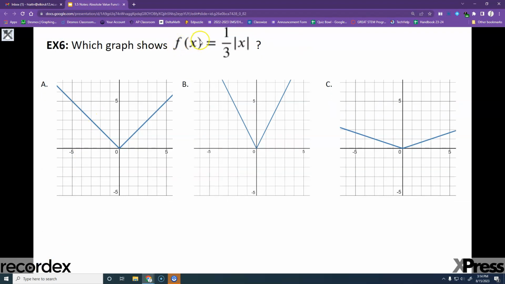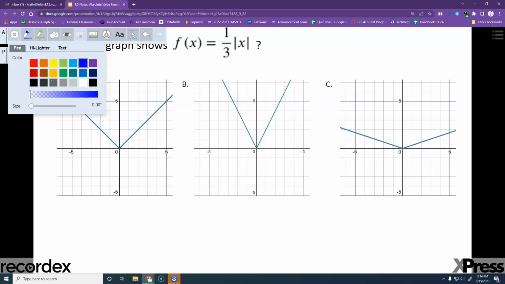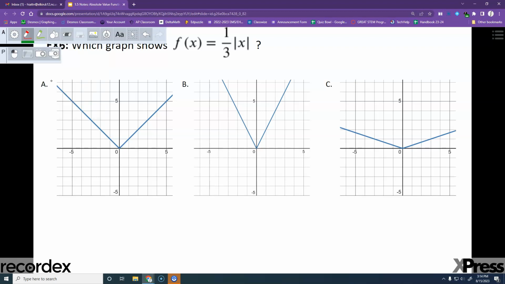Here, we've just got f of x equals 1/3 times the absolute value of x. So we got 3 graphs here, and what I like to do on something like this is think about graphing in just the absolute value of x on each one of these so that I can compare those. Let me actually use a different color here. It's red. So if I graph y equals absolute value of x, vertex would be at 0, 0. That happens for all 3 of these, so that doesn't tell us a lot.